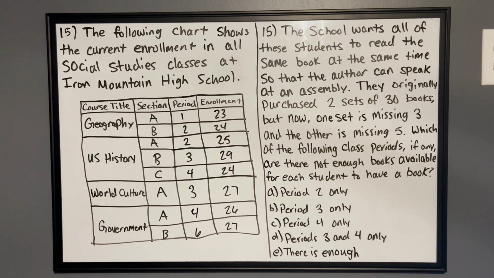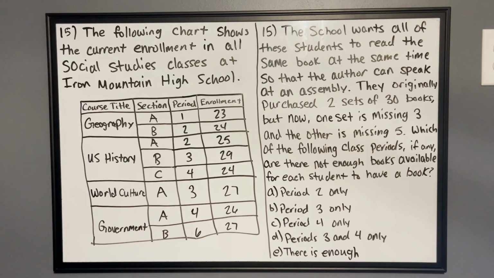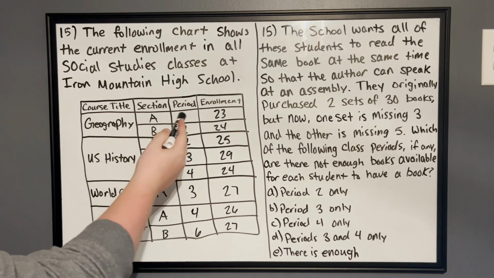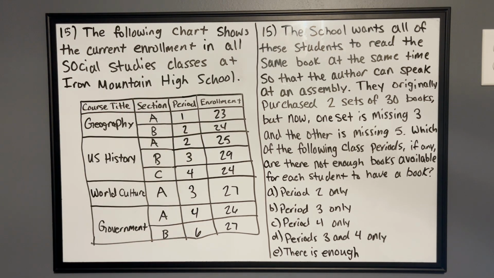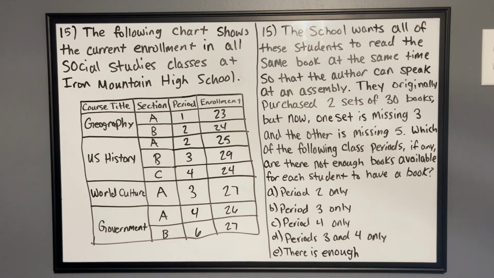So it puts more of a restriction. So let's look at the ones that only have 1 class per period. For period 1, we have 23 people enrolled. We know that that's less than either of the 2 sets, so we're good. We have enough books for period 1. For period 6, we have 27, but we can just give them the first set that's missing 3, and we'll have exactly the right amount of books.